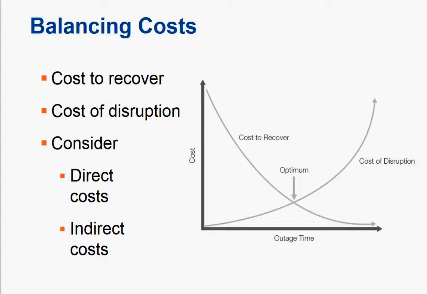So basically this helps you to identify the optimum, okay, so what's your highest cost point? Basically you spend the minimum amount on recovery controls while still minimizing the cost of disruption. So the optimum cost point is what you want to look at. That's what you're going to spend: the minimum amount of money on recovery controls while still minimizing the cost of disruption.